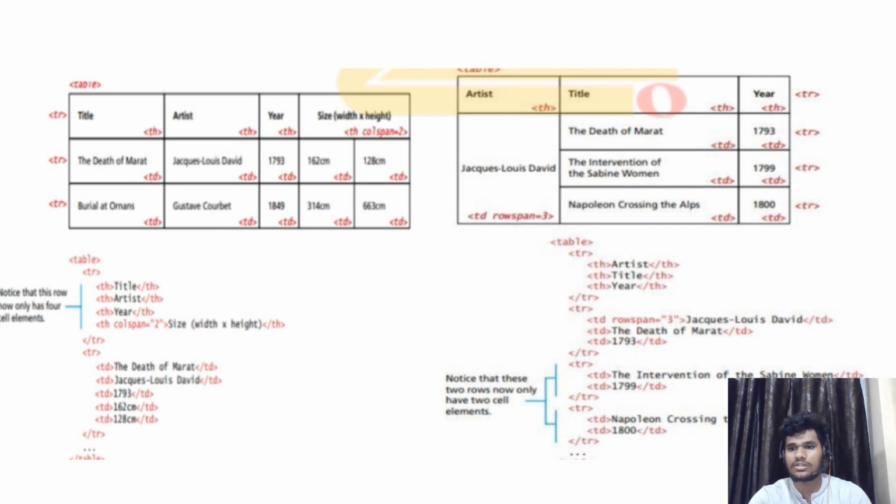Rowspan is also the same as colspan. We use rowspan here, and we are going to merge three rows, that is Jacques, Lewis and David. We merge the three rows here, and these three rows are combined into a single row. These are all the data in the table, and we understood the basic table.